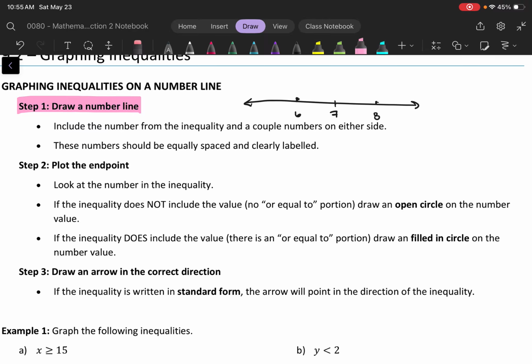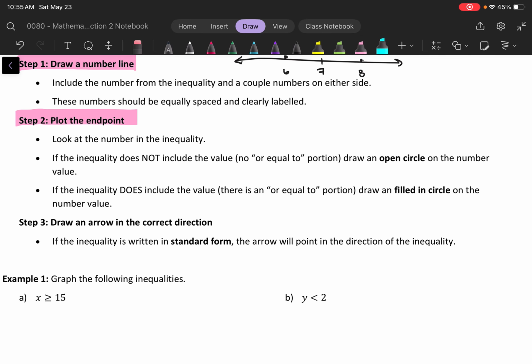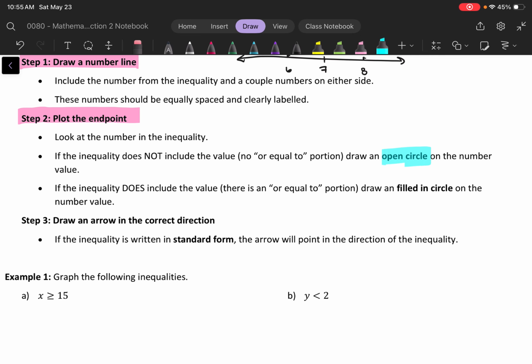Step 2 is that we are going to draw the endpoint. Now remember, in the activity that we learned, there's 2 types of endpoints. There's an open circle, and an open circle is when the value in the inequality is not included. So we're going to use an open circle when we have a less than symbol or when we have a greater than symbol.